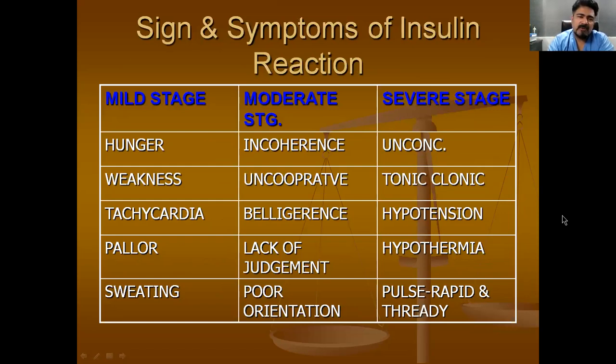Signs and symptoms of insulin reaction in mild, moderate and severe stages: hunger, incoordination in the mild and moderate stages, then weakness, uncooperative behavior, and tonic-clonic seizures in the severe stage. Tachycardia, pallor, sweating in the mild stage, and blurred vision, lack of judgment or poor orientation in the moderate stage. Then hypotension, hypothermia, and rapid pulse in the severe stage.